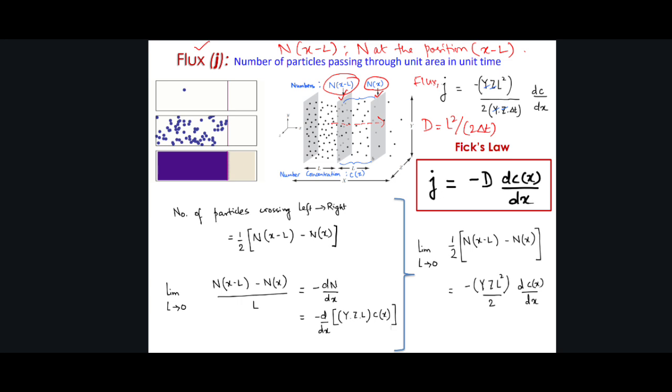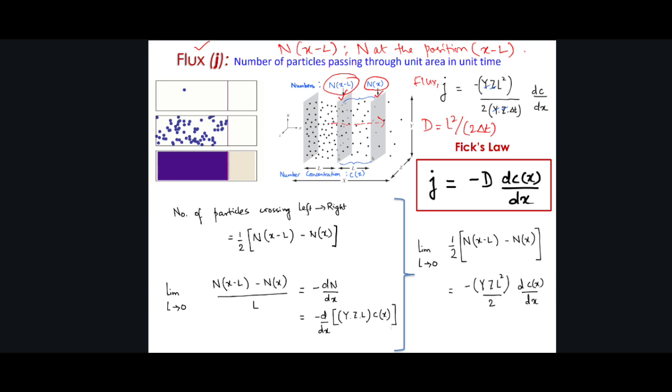So if I have a concentration gradient, what do I mean by concentration gradient? A spatial change in concentration. So you can do a space derivative of the concentration. If you're able to do this, the flux will be proportional to the space derivative of the concentration, and the proportionality constant will be minus D. Is that okay? Hence the minus D.